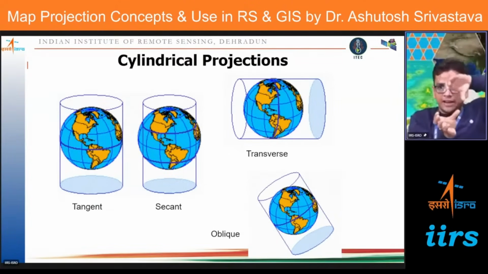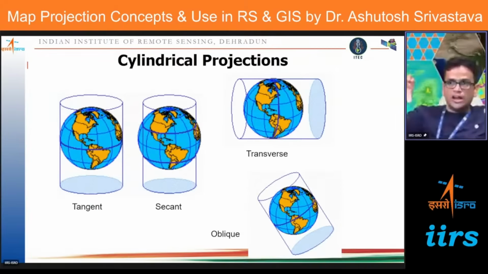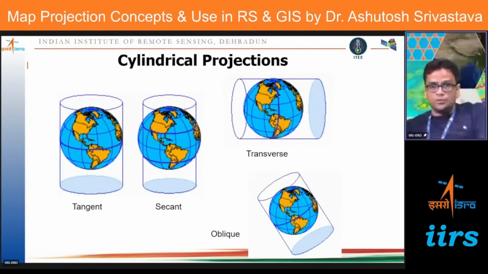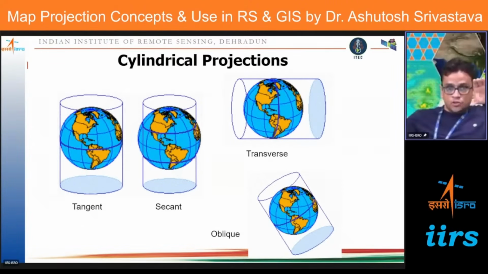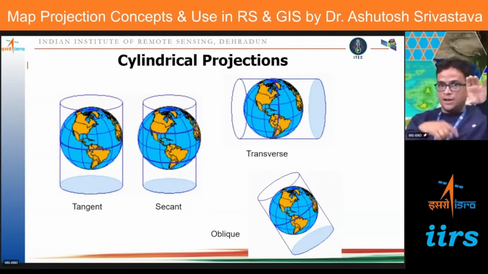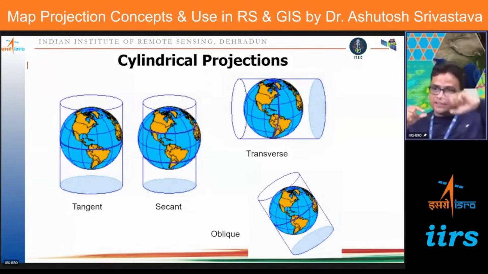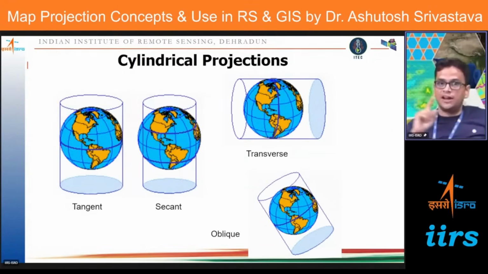Now you take the cylinder and put it into the transverse case, horizontal. In the figure you can see the transverse. Then you insert the globe inside that cylinder. Again, if the radius is the same, it is a transverse case and tangent. Though it is transverse, it is also a tangent.